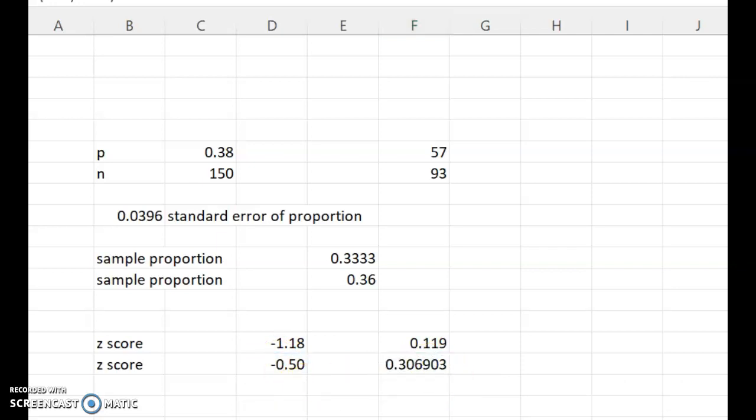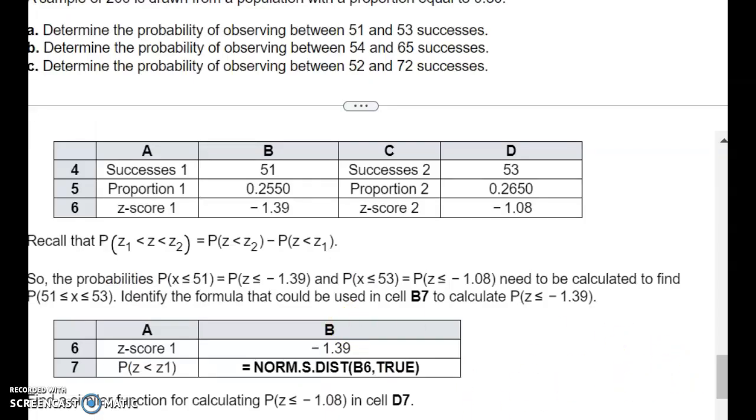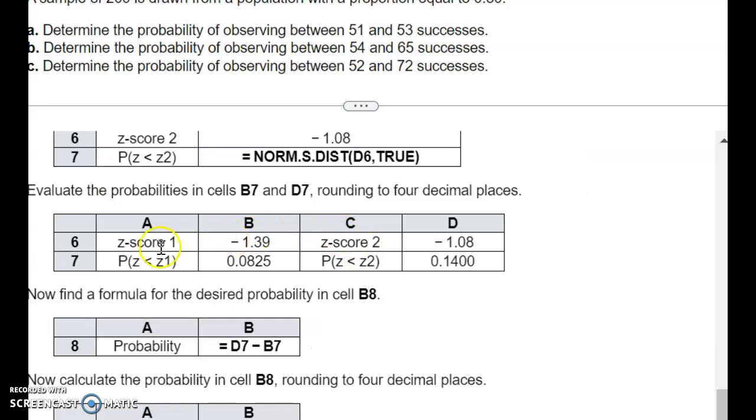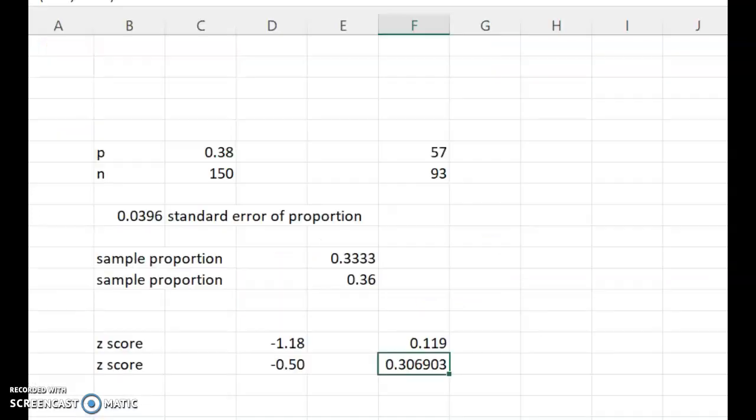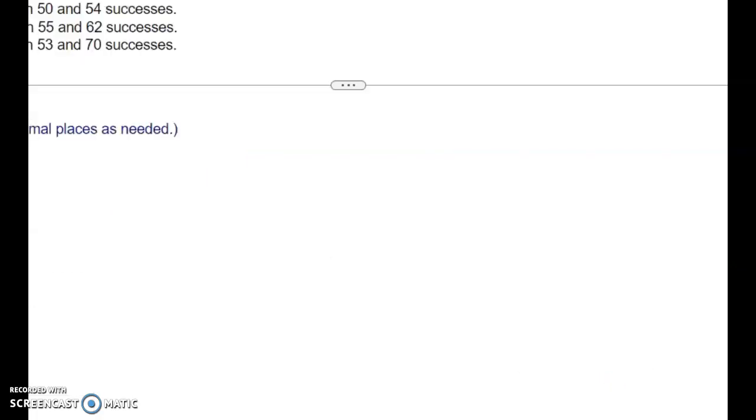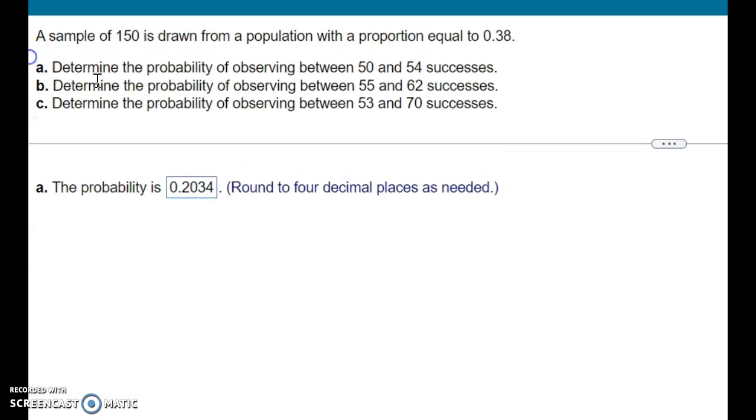And let me see what we need to round to. For this, we want to round to 4 decimal places. So if you're trying to find the probability between these two, you're going to take the bigger one and subtract out the smaller one, and you get 0.1879. Now let's see if that is right. Check my answer.